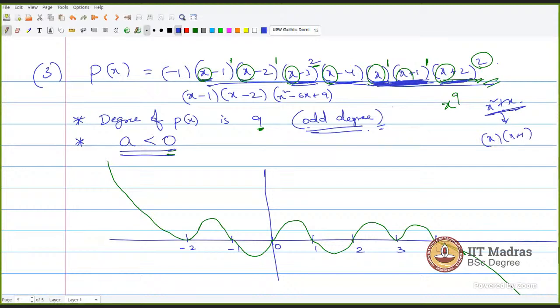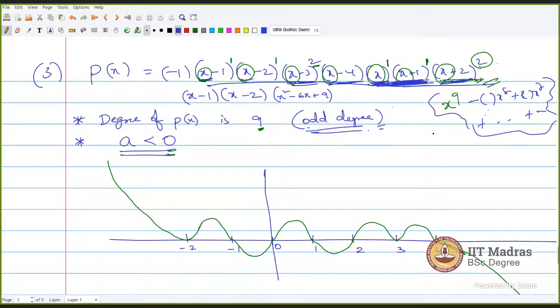That will be the same thing. When you want the actual polynomial, just multiply all the terms. You will get something like x power 9 minus some term x power 8 plus something x power 7 and so on, some constant, like this kind of general thing.